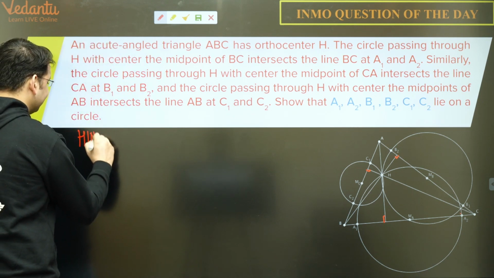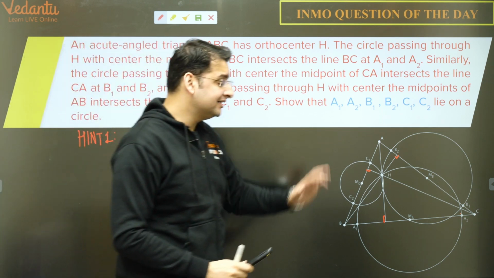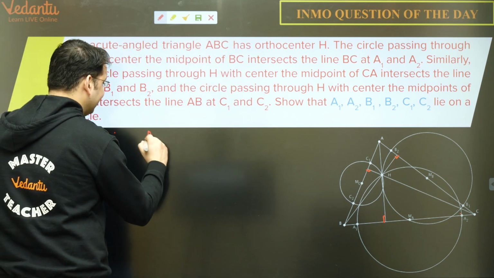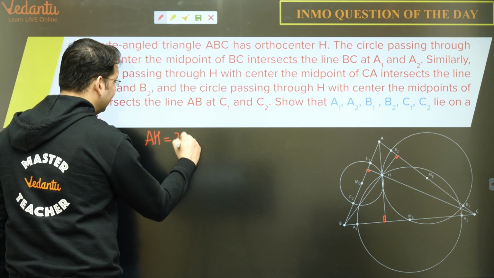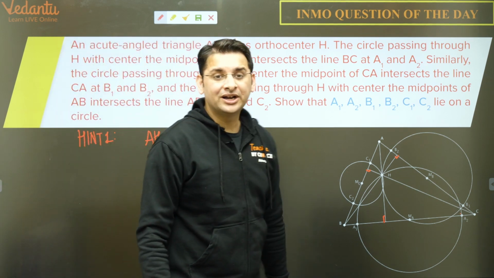So hint one is, since the orthocenter is involved, we should know that AH is 2R cos A. So this is what we know. AH is 2R cos A.